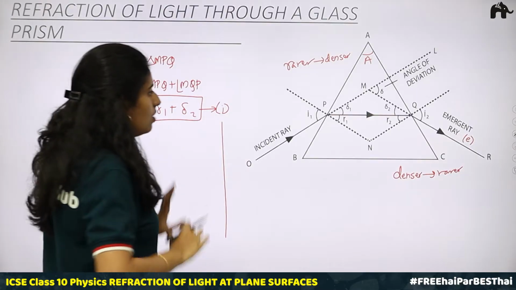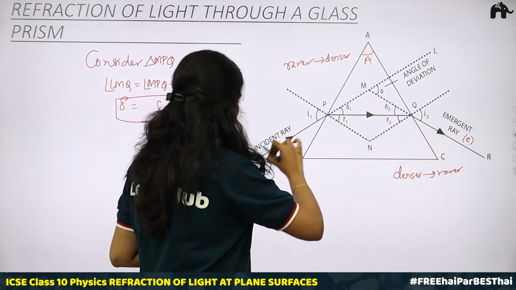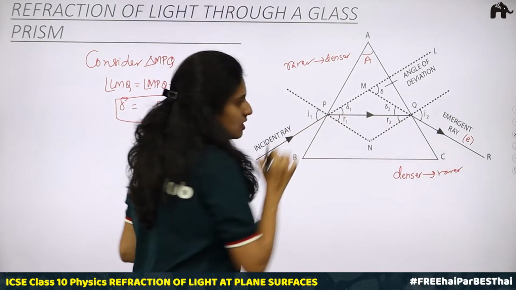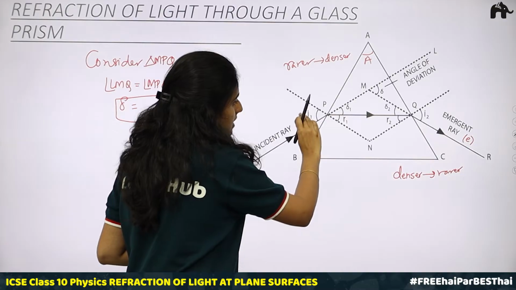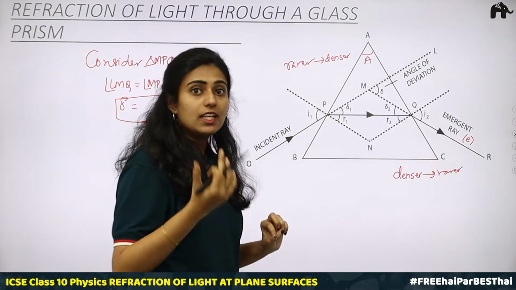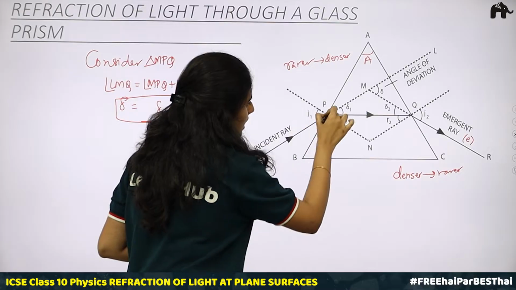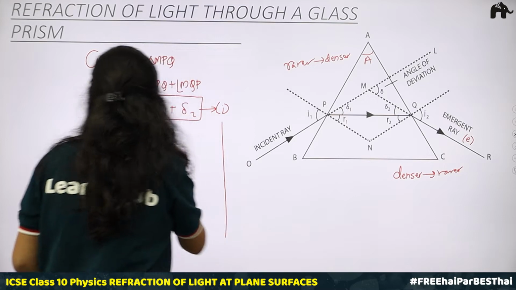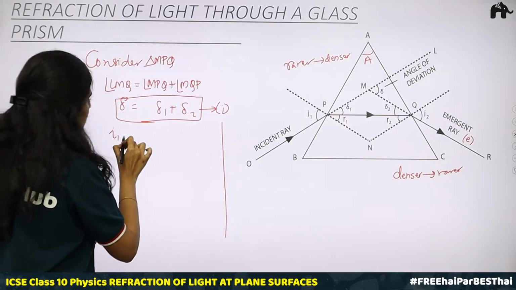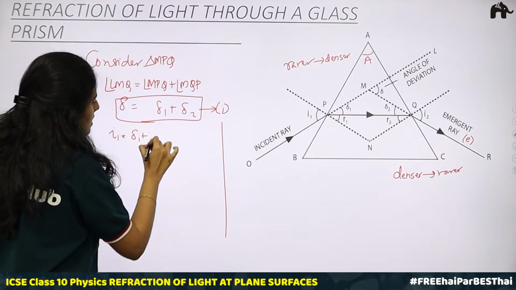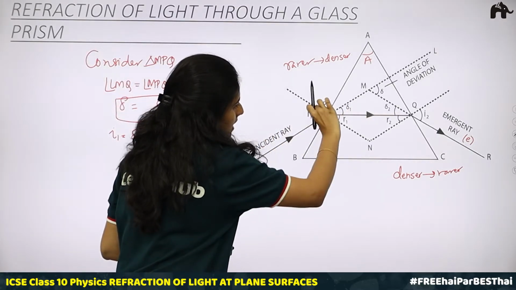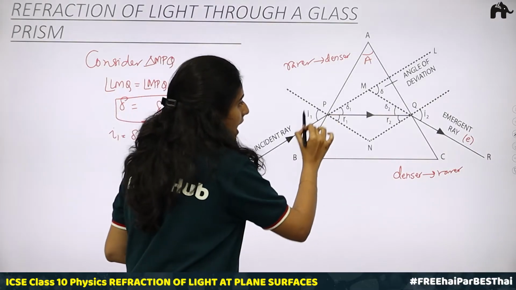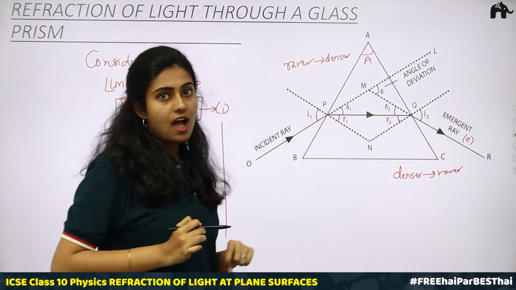Now, here when you consider this normal and the incident ray extended, these two lines are meeting at this point. Therefore, we can say that the angles between them will be vertically opposite angles. Two lines intersecting at a point give vertically opposite angles. Therefore, this angle I1 will be equal to delta 1 plus R1. First angle is this and the second angle is this. These are the two vertically opposite angles. So we have I1 is equal to delta 1 plus R1.